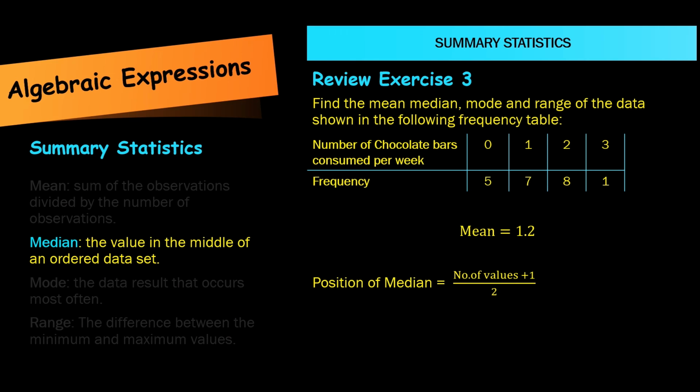And now for the median. Remember, we need to find the position of the median first. And this is given by the number of values plus 1 divided by 2. So the number of values we have is the sum of the frequency, which is 5 plus 7 plus 8 plus 1. And of course, as part of the formula, we have plus 1 at the end, all over 2.